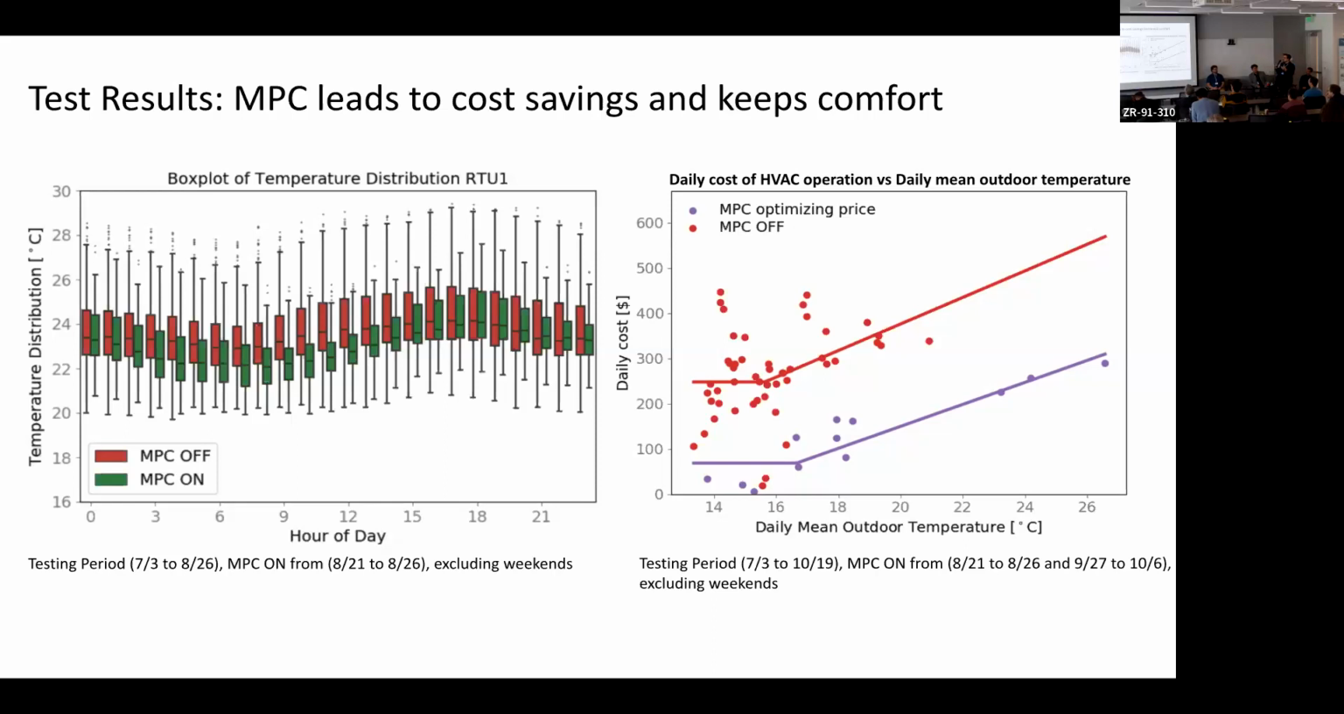Well, if you look at the whole testing period that we did from July to mid-October, in the chart on the right, you can see that on the x-axis we have different external conditions, in particular the external air temperature. And on the y-axis, we have the daily cost of running the HVAC system for that specific condition. Again, in red is the MPC off, and in purple, the MPC on. And you can see that the MPC on average is able to save 40 to 50% of the running costs. So it's an encouraging result.